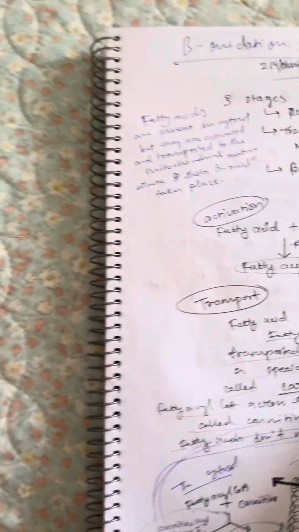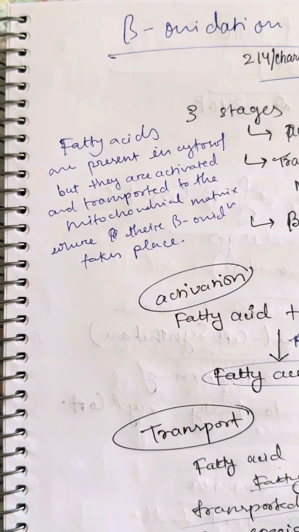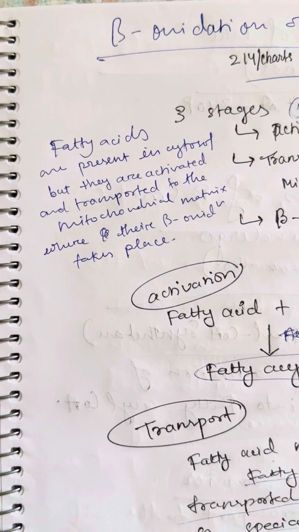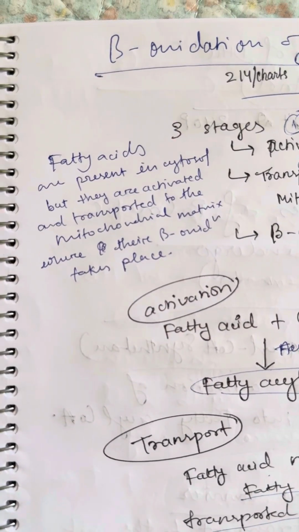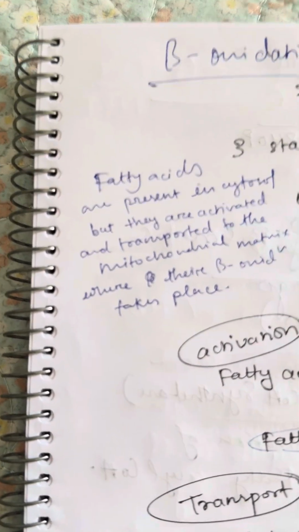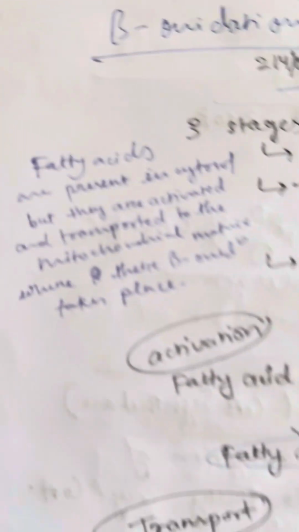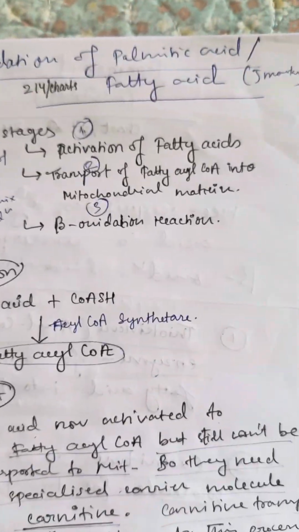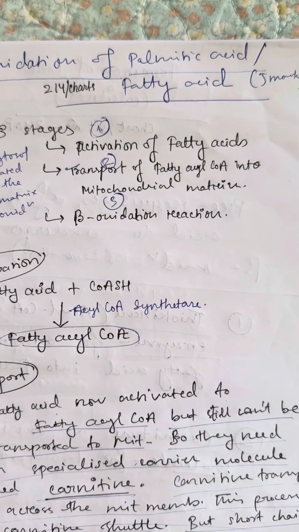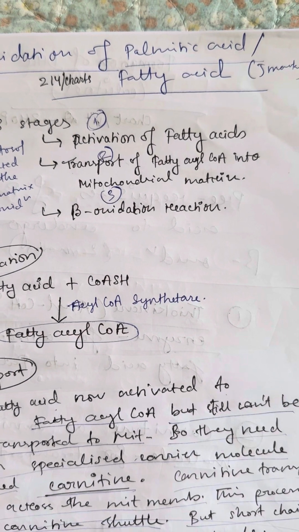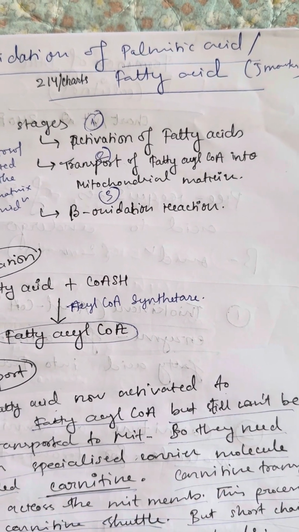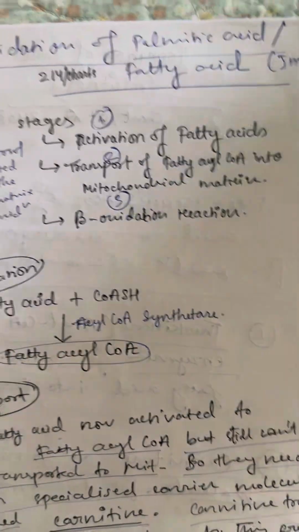Now, fatty acids are present in cytosol, but they are activated and transported to the mitochondrial matrix where their beta oxidation takes place, which is why beta oxidation involves 3 stages. Activation of fatty acids into fatty acyl coenzyme A, transport of fatty acyl coenzyme A into the mitochondrial matrix, and finally the beta oxidation reaction.